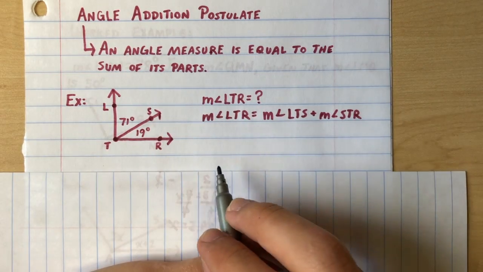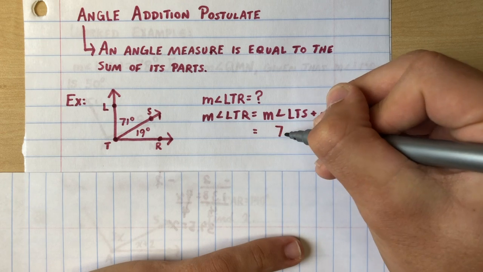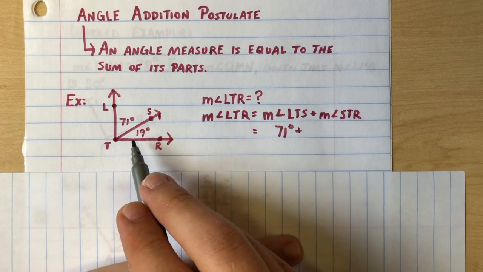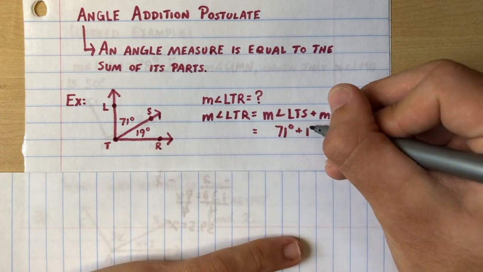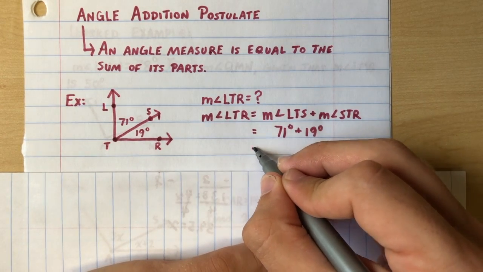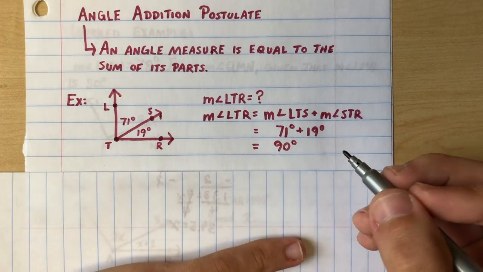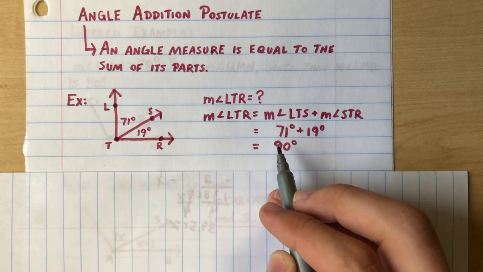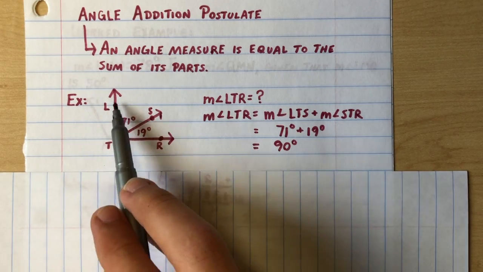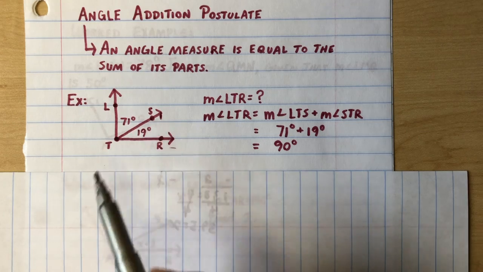Now we're just going to turn this into numbers. So this is going to be equal to 71 degrees, because that's the measure of angle LTS, plus the measure of STR, which is 19 degrees, will give us our answer. And 71 plus 19 is 90. So the answer here is 90 degrees, right? We would say that the measure of angle LTR is equal to 90 degrees because of the angle addition postulate. If the big angle is LTR and is made up of angle LTS and STR, and we add them together, we'll get the whole thing.